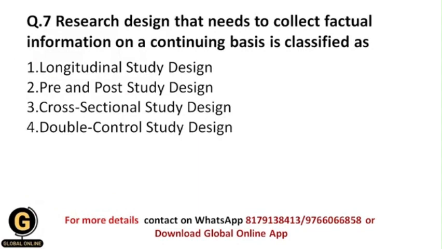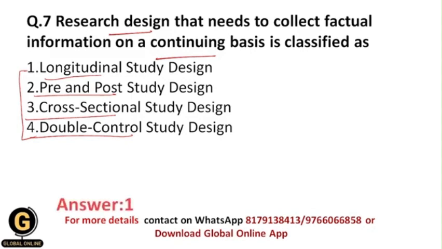A research design that needs to collect factual information on a continuing basis is classified as. From these options, which is the research design that needs to collect factual information on a continuing basis? Whether it is longitudinal study design, pre and post study design, cross sectional study design or double control study design. Within this, the longitudinal study design is the one that needs to collect factual information on a continuing basis, and that's why it should be your correct answer.